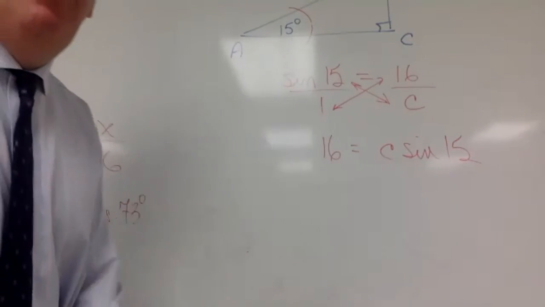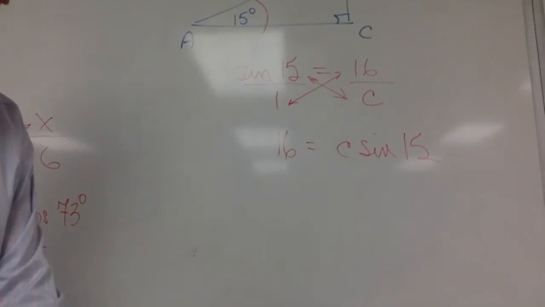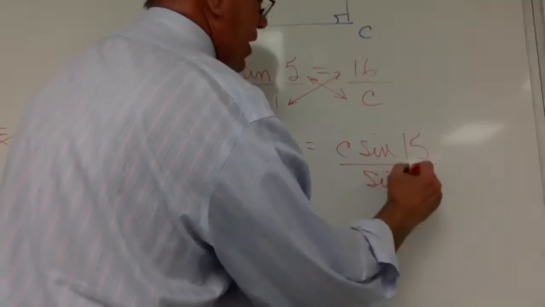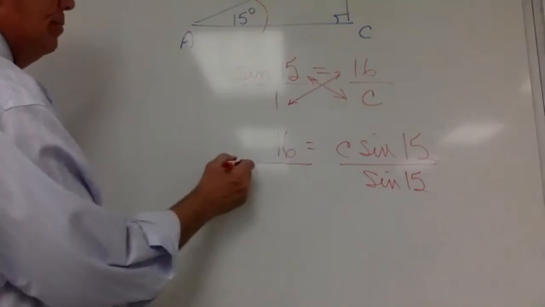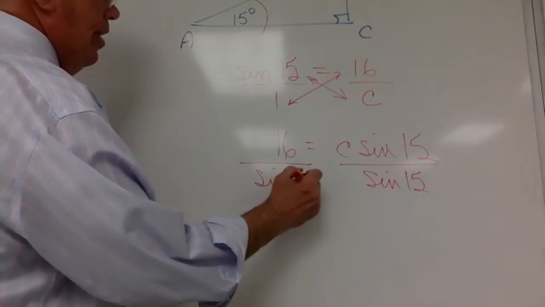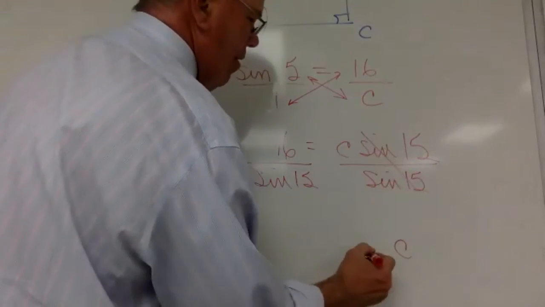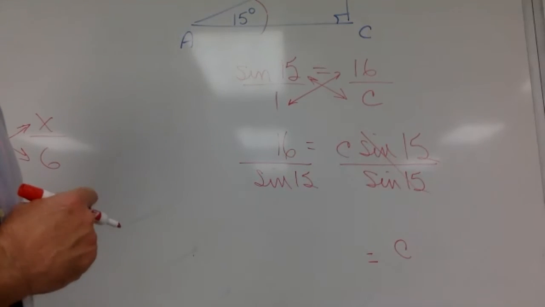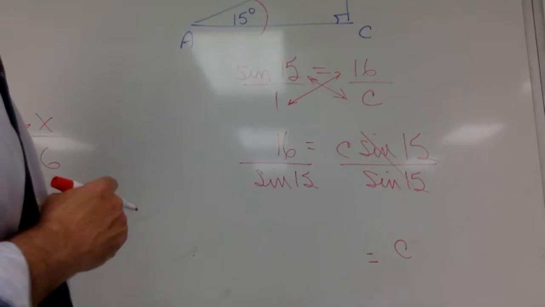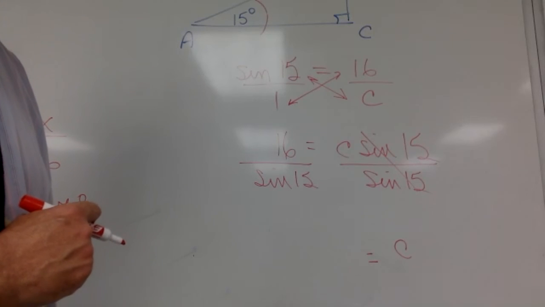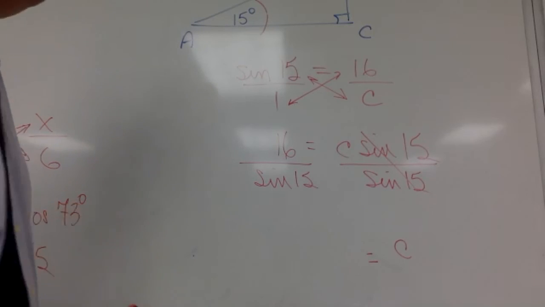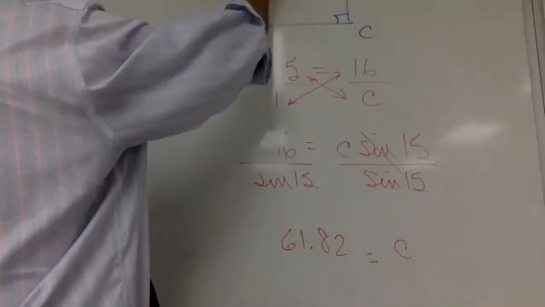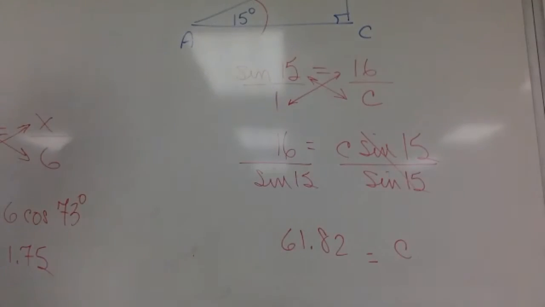Hey, fellas, what would you do to get C all by itself? Divide by. Good. You divide it by the sine of 15. And whatever you do to one side, you do to the other. All righty, take out your calculator. 16 divided by the sine of 15 gives me what? 61.81. Beautiful. I got 61.82. Very good. 61.82. That's not a big deal, right?